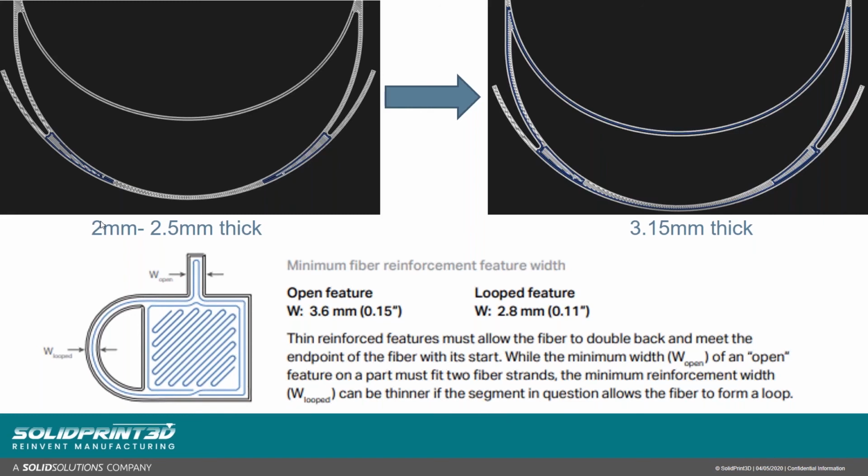So the way that the Markforged printers actually work is down to whether or not it's an open or a looped continuous fiber. With the open features, you need a minimum wall thickness of 3.6 mil. When it's a looped feature, you can get away with having it at 2.8.